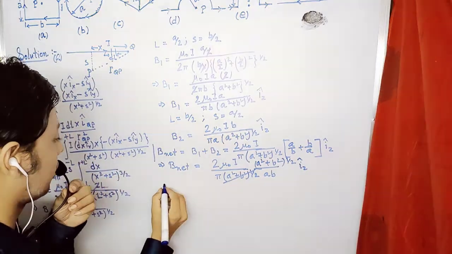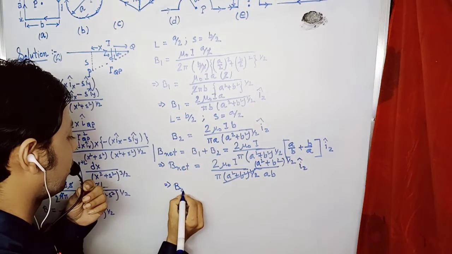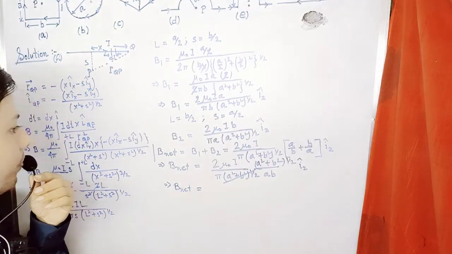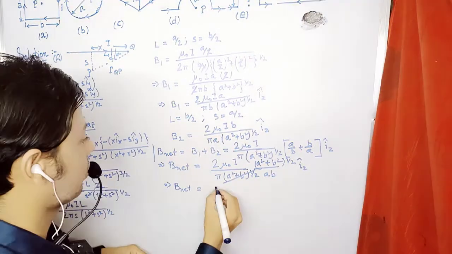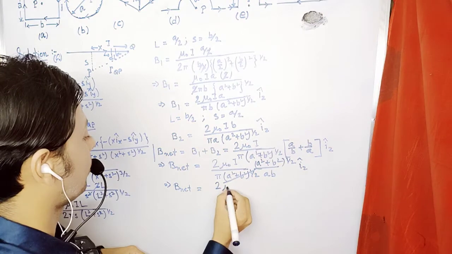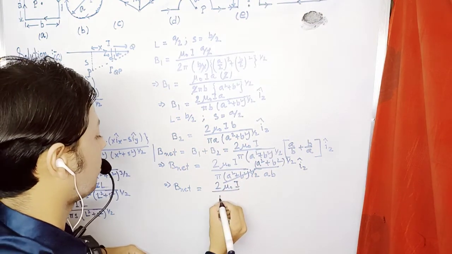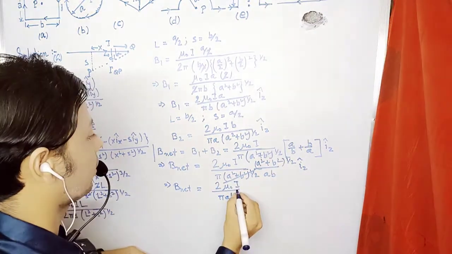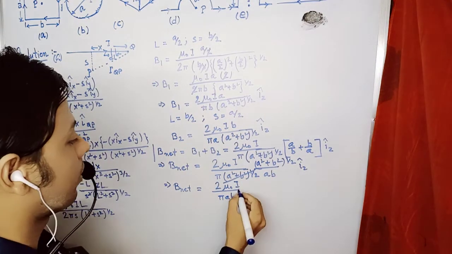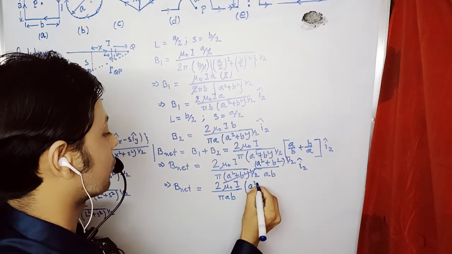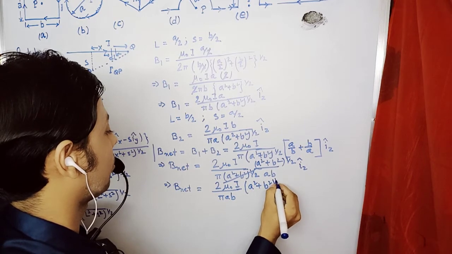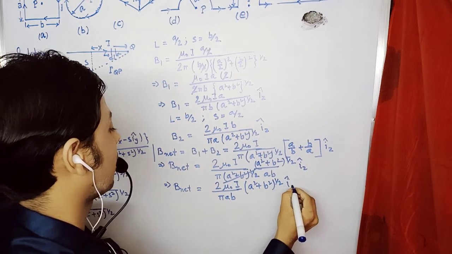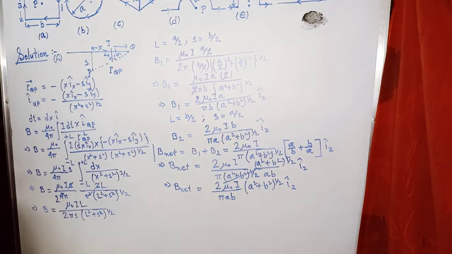Therefore we can write our net magnetic field B net is equal to 2 mu naught I divided by pi AB, multiplied by a square plus b square whole to the power half, with its direction z cap. So this is the solution for the question of part A.